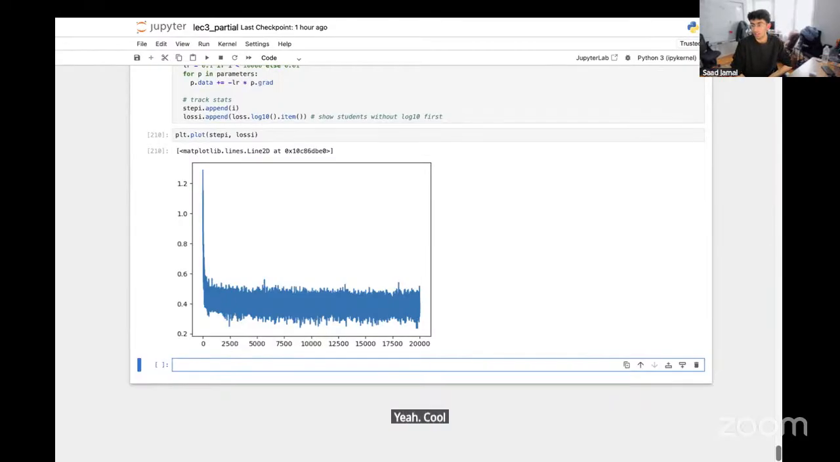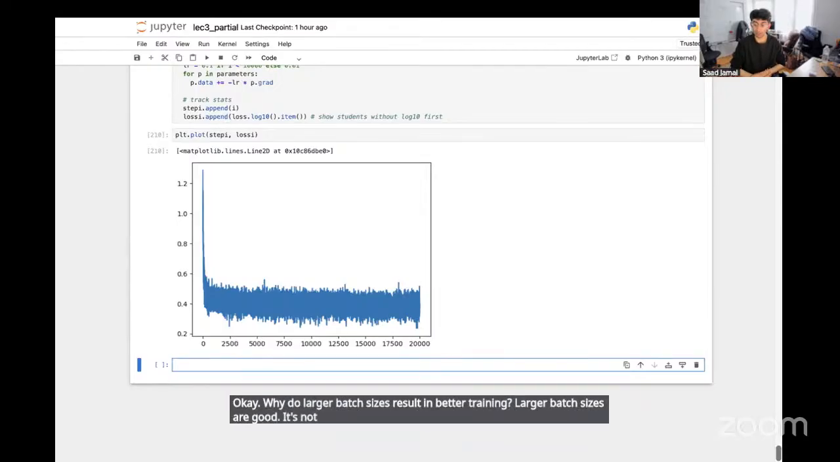Any other questions, folks? Why do larger batch sizes result in better training? Larger batch sizes are good, but it's not necessarily better training. Better training would be, for example, a slightly smaller batch size but running for way more training steps. Better training is just whatever minimizes my loss. And as you can see, there are all these hyperparameters like learning rate, batch size, number of neurons, hidden layer size, and dimensionality size, and all these things that I've just been making up, right?